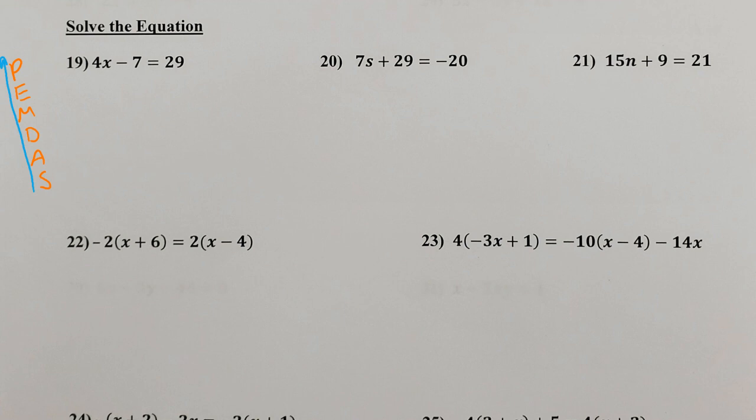Right? And remember, addition and subtraction undo each other. Multiplication and division undo each other. When we get to exponents, we're going to talk about radicals and how they undo each other. Right? So I look at 19. Remember, the biggest key here, too, is this is for one variable.